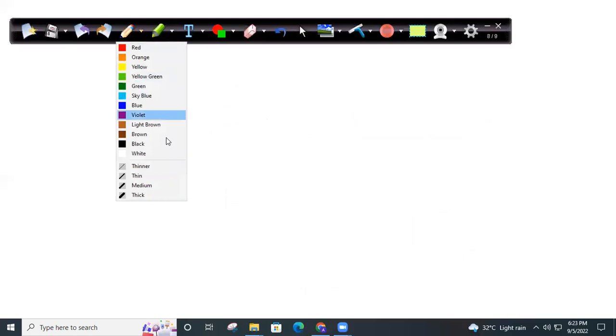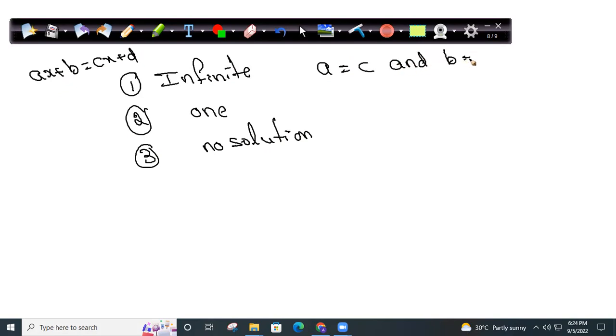So we have learned three concepts just now. What are the concepts? First concept is infinite solutions. Second concept is one solution. Third concept is no solution. I might have taught you in a different order, but these are the three concepts we learned. Infinite solutions: if ax plus b is equal to cx plus d, the conditions for infinite are a should be equal to c and b should be equal to d.